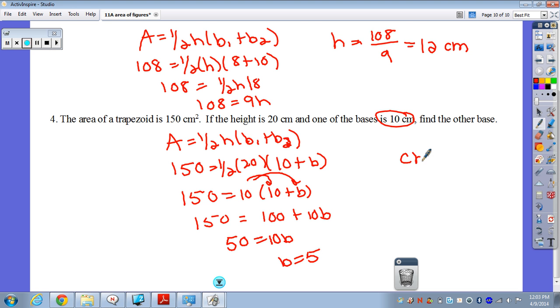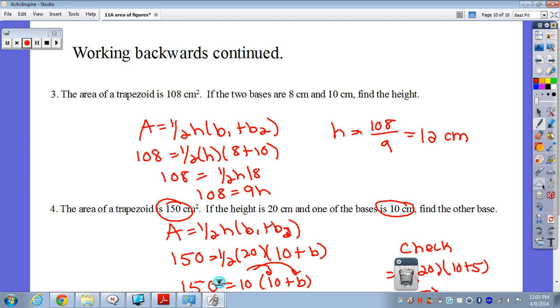And you can always check it by plugging into the formula. So I would do 1/2, the height is 20, and I'd add my 10 and 5, and you're correct if we get 150. So the work backward ones are nice because you can always check if you got the right answer. And I checked it and I did get 150. You could also do the same above. So that is our lesson on 11A.